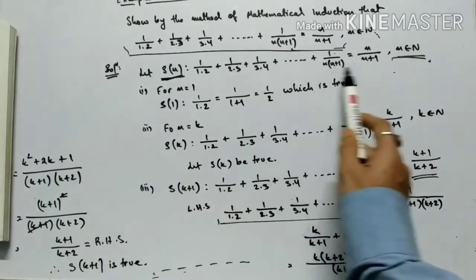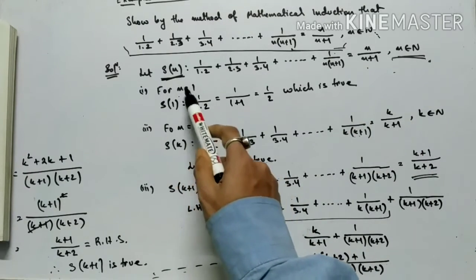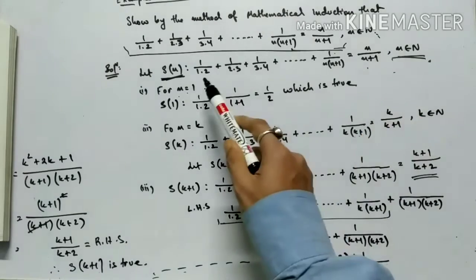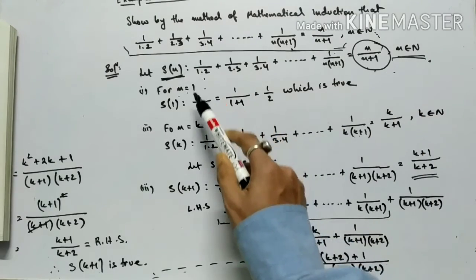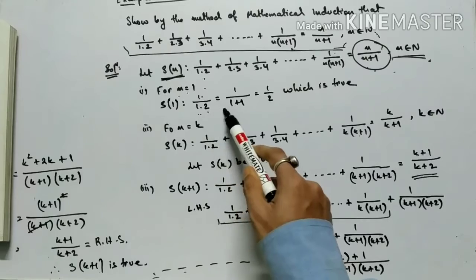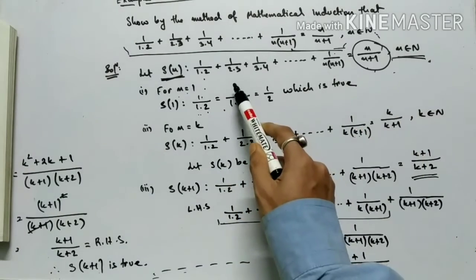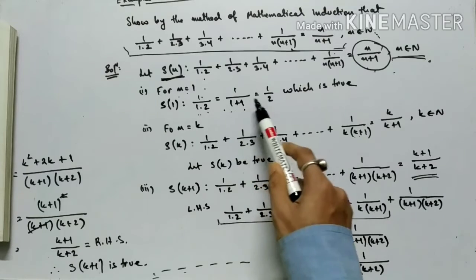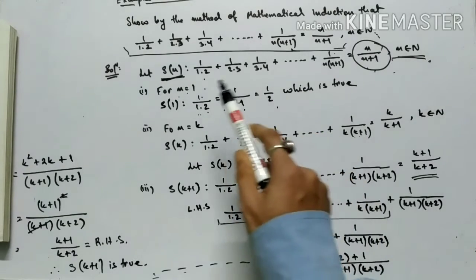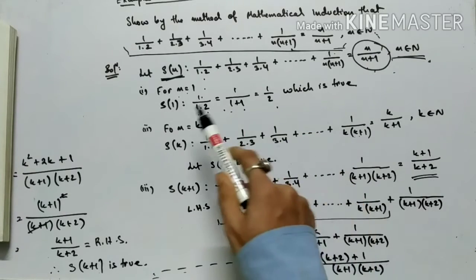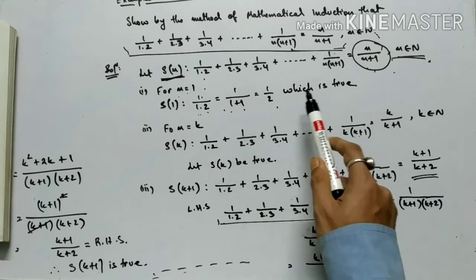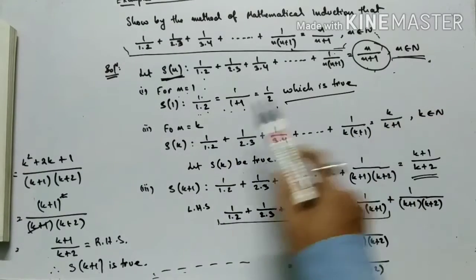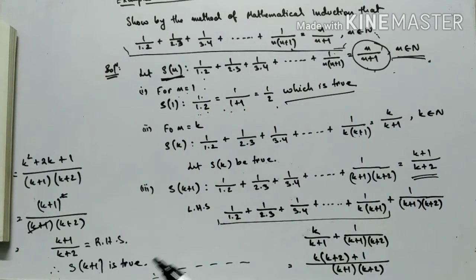Now I will say that this statement is true when n value is 1. For n equals 1, if I put the value 1 in here, I will get the first term. So the first term is 1 by 1 into 2, and on the right side if I put it in here, I will get 1 by 1 plus 1, which is 1 by 2. So left hand side is equal to right hand side, which is true. Therefore the following statement is true for n equals 1.